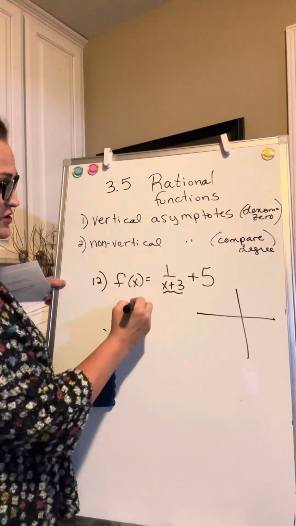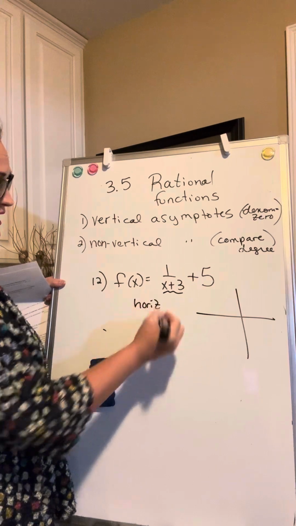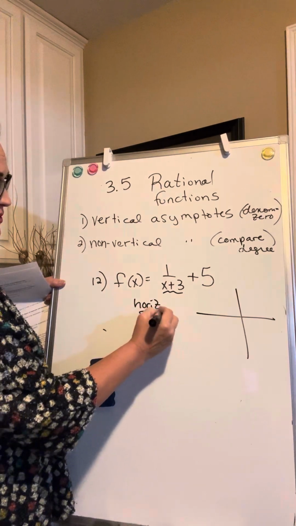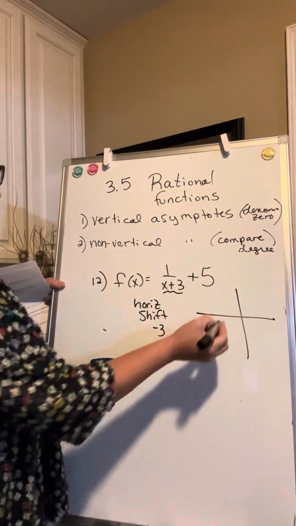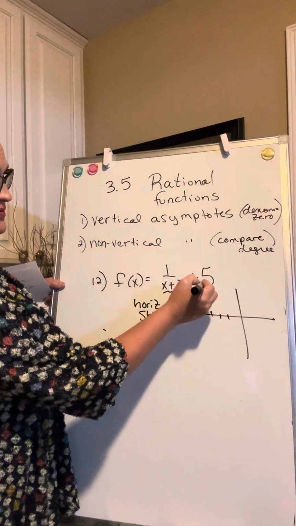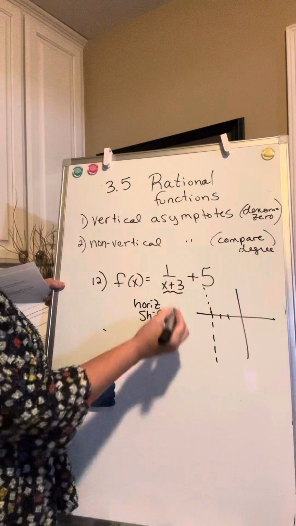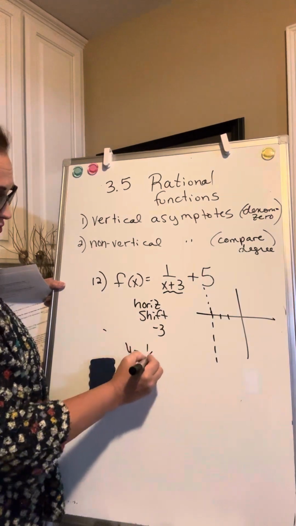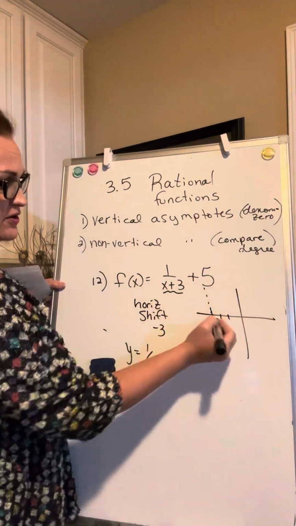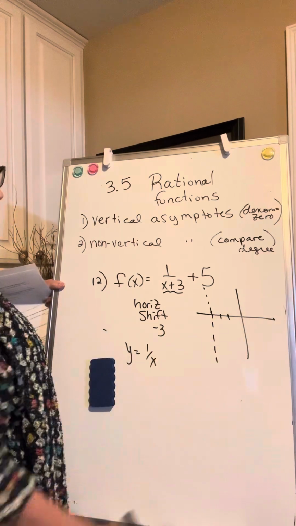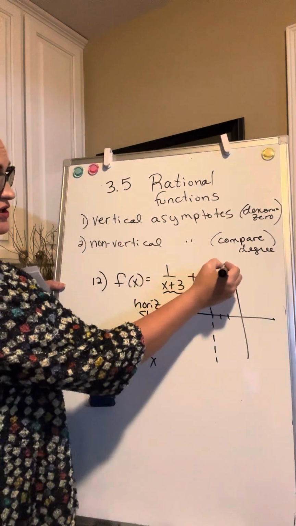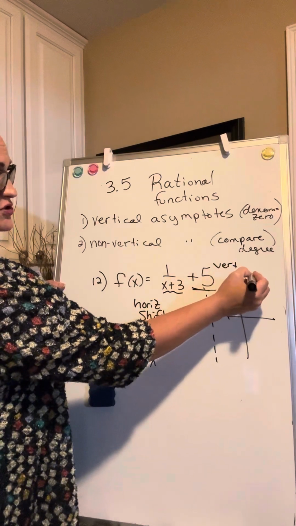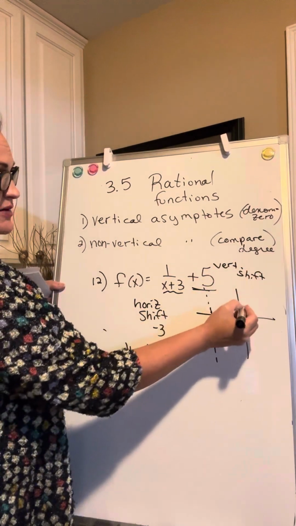This is a horizontal shift because it's grouped with x, and those are always opposite, so we would shift it back 3 places. So our vertical break in the graph is moved back 3 places. The embedded graph, y equals 1 over x, would have been here and here, the basic form of that. So it's been moved back 3 places, and this is the vertical shift. These are our old shifting rules. It's been moved up 5 places.